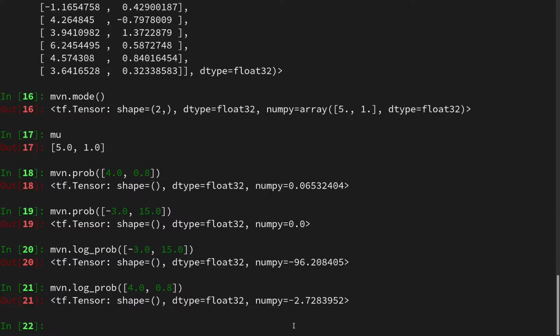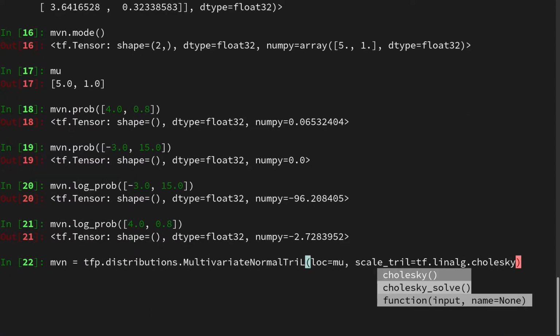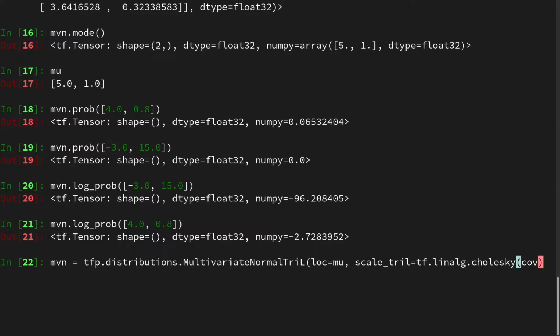One last point before we finish the video is that when we defined the multivariate normal, we did the Cholesky decomposition prior to it, but you can also do it within here just by calling tf.linalg.cholesky and then applying it to the covariance matrix, closing brackets, and this works the same way.